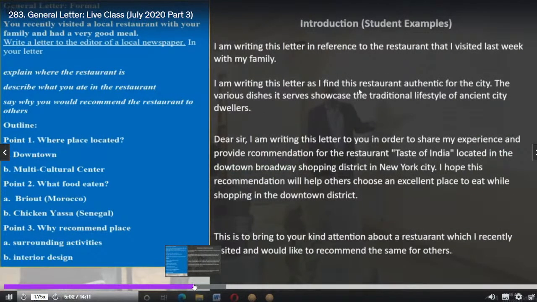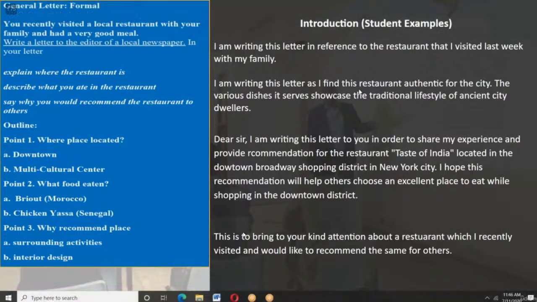I'm not just trying to pull out the best ones. I'm trying to pull out ones that are not poorly written also. And I'll point out the problems because just like it's important to look at a well-written introduction, it's almost equally important to look at one that's not written correctly so that you can avoid making the same mistakes.